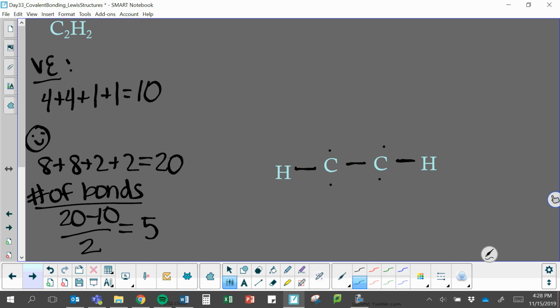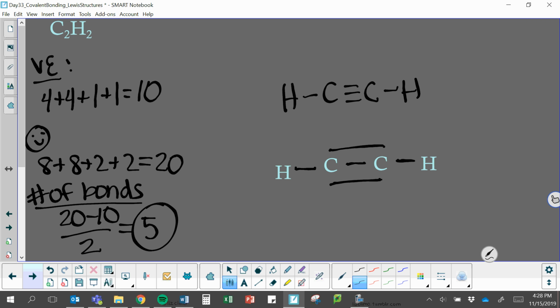Okay, so right now our hydrogens are happy, but our carbons definitely are not. They only have 6. So what we're going to do is these 2 electrons can make a bond, and then these 2 electrons can make a bond. So another way to write this. So we have 5 bonds, which is what we had anticipated.